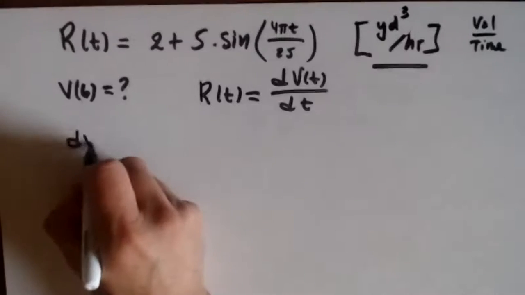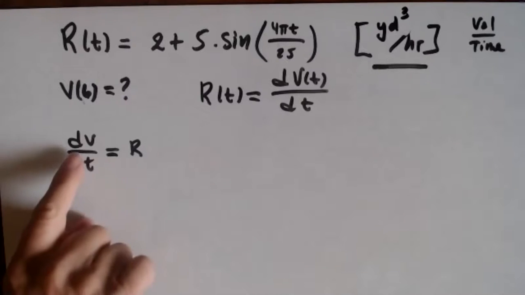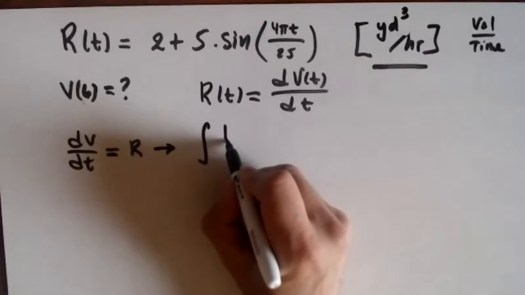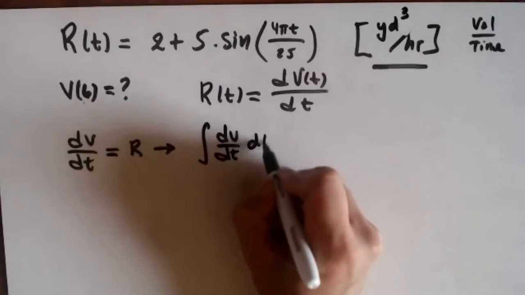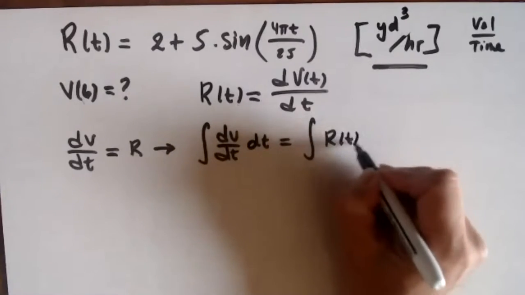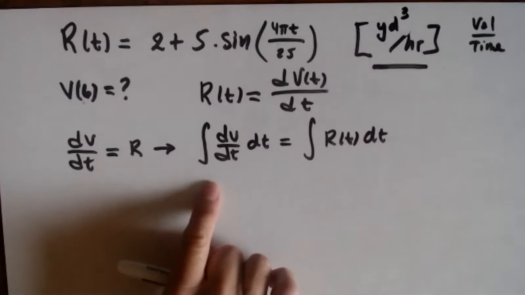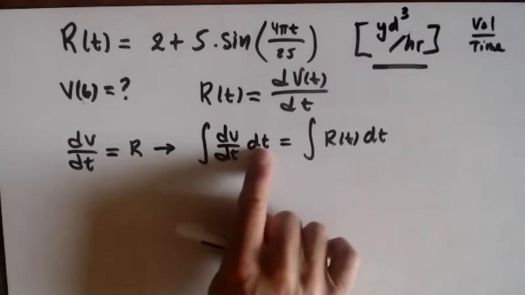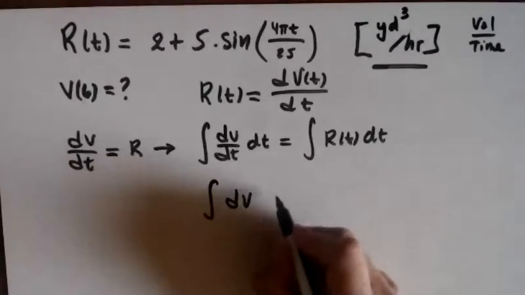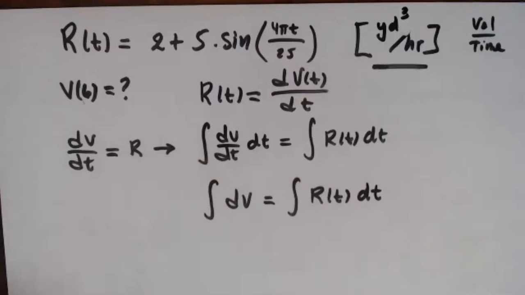So I'm going to put here dV/dt equals r, right? Then how do you cancel a derivative? Well, we cancel a derivative with the integral. The integral of dV/dt with respect to time equals the integral of r of t dt, correct? These two cancel, you see, dt dt. This is the integral of the differential of volume equals the integral of the function r with respect to time.